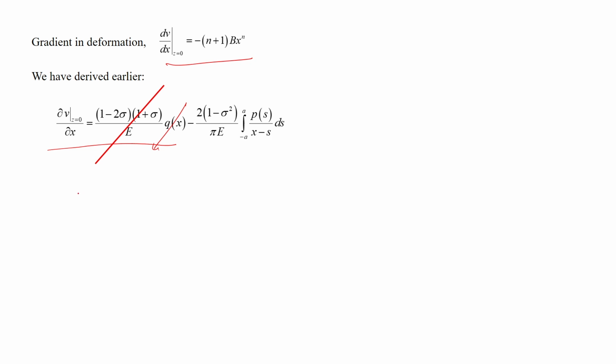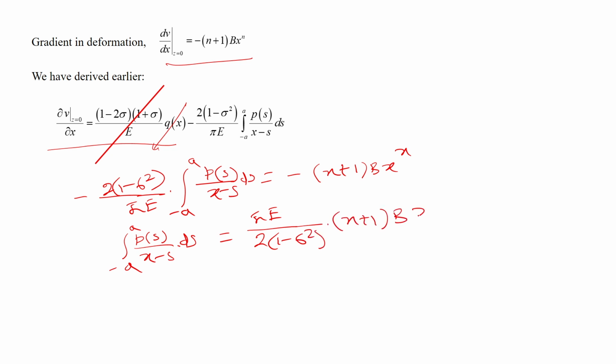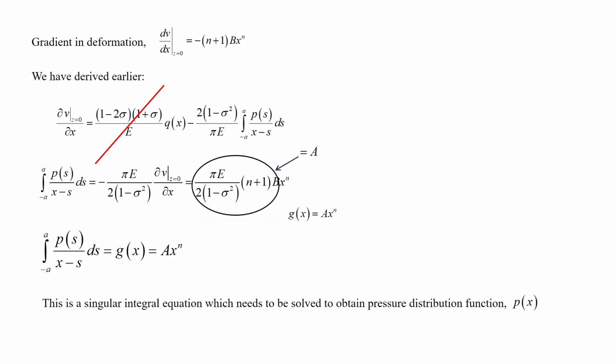And so, here minus 2 into 1 minus sigma square by pi into e into minus a to a p of s x minus s. So, that is given as minus n plus 1 into b x to the power n. So, therefore, p of s, ds also I should write, dx minus s into ds minus a to a, that can be written as, so minus minus gets cancelled. So, here I will have pi e by 2 into 1 minus sigma square into n plus 1 into b to the power x into x to the power n. So, this is what it can be represented, and so we are getting a general expression over here.